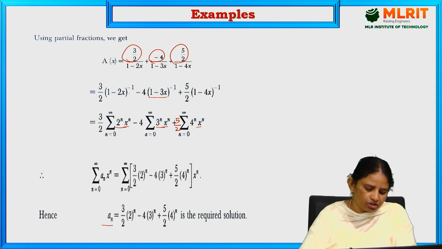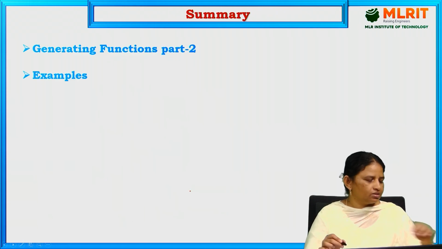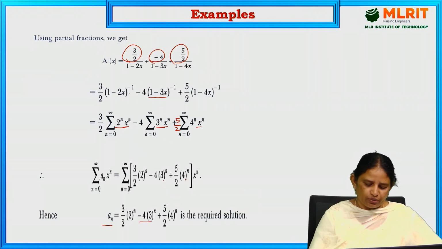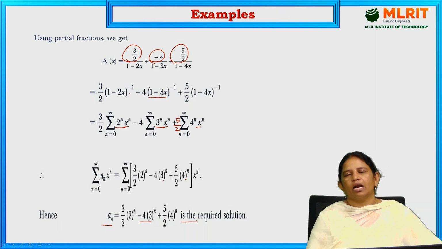What is the solution of the recurrence relation? an equal to 3 by 2 into 2 power n minus 4 into 3 power n plus 5 by 2 into 4 power n is the required solution for the recurrence relation.